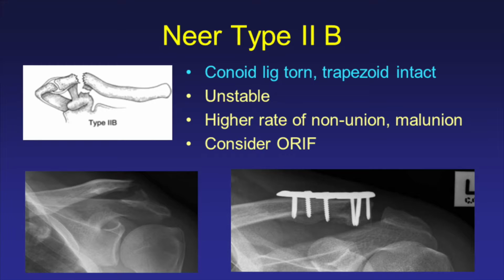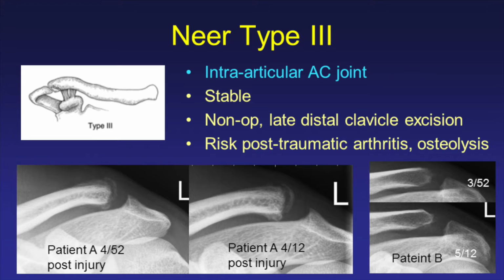In the Neer type 2B, the conoid ligament is torn, but the trapezoid ligament is intact. They're unstable, also have a high rate of non-union and malunion, and one should operate on those. The type 3 is an intra-articular fracture right at the end of the bone. It's a stable fracture. Non-operative treatment is fine, with late distal clavicle excision if it's painful. They have a risk of post-traumatic arthritis, or they can develop osteolysis like this case here on the end.